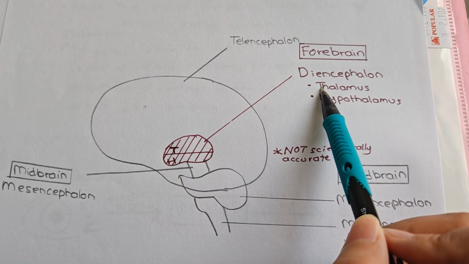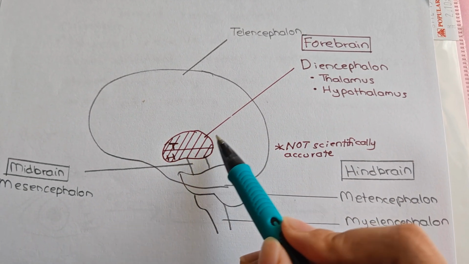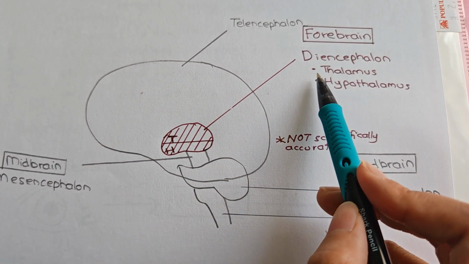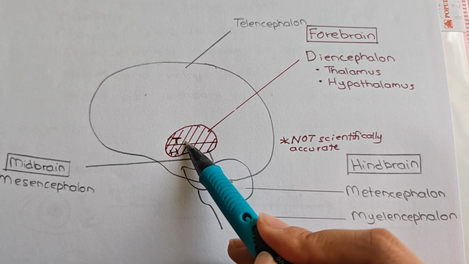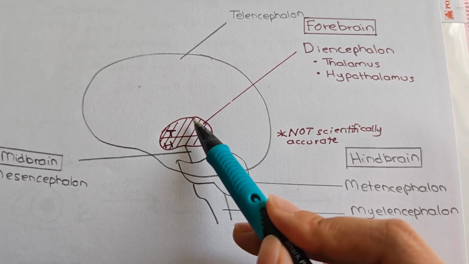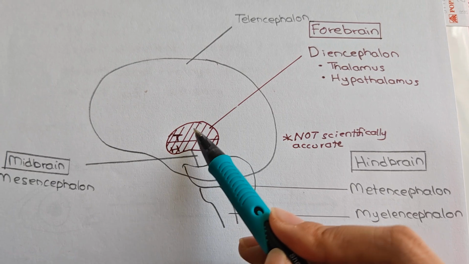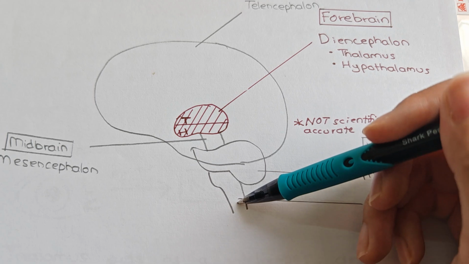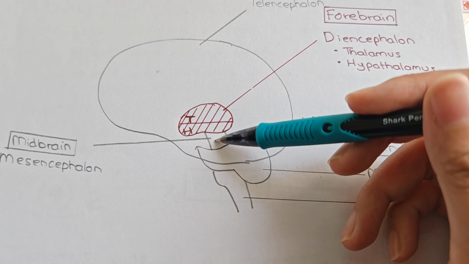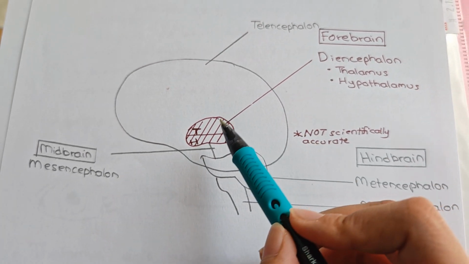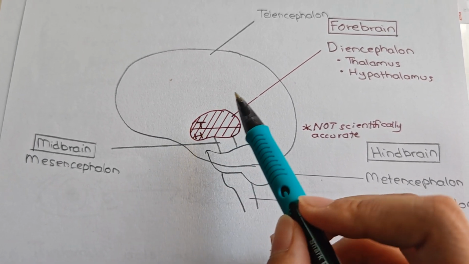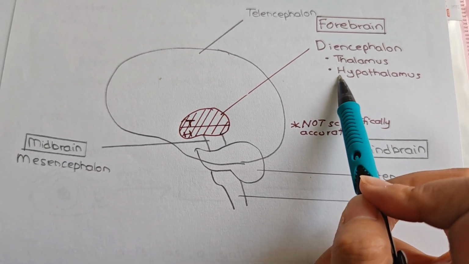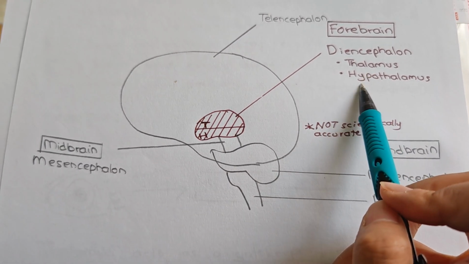Another thing that I would like to add is that this diagram, although not scientifically accurate, shows you must remember that the thalamus is above the hypothalamus. The thalamus is at the top of the brainstem. This is the brainstem, you see? And at the top of the brainstem is the thalamus. And below the thalamus is the hypothalamus. It's called the hypothalamus because hypo means below.